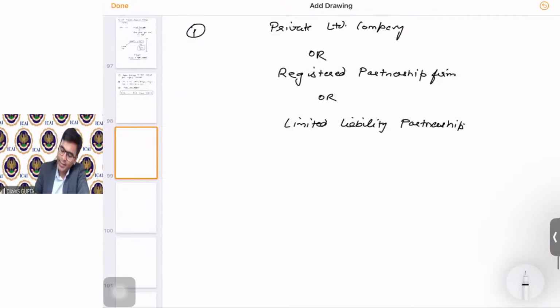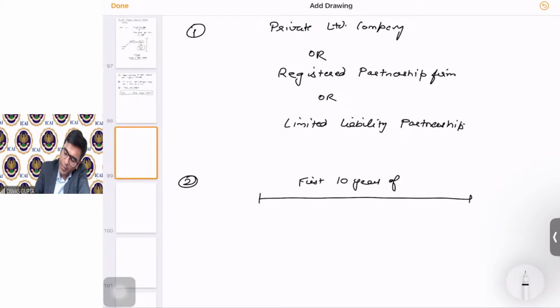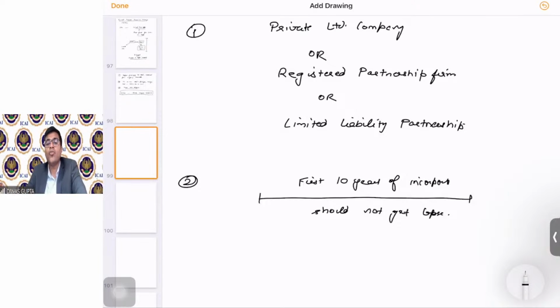Second is that there has to be a timeline also. The first 10 years of incorporation should not lapse. After the 10th year of incorporation, it will automatically come out of the definition of startup. So we're saying that for the first 10 years, we can treat you as a startup if you are a private limited company, registered partnership firm, or limited liability partnership.